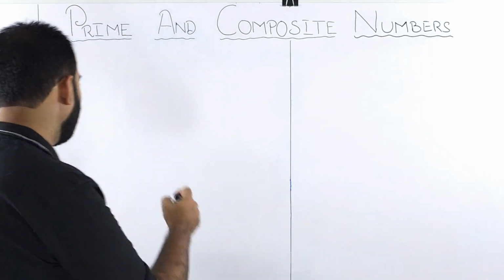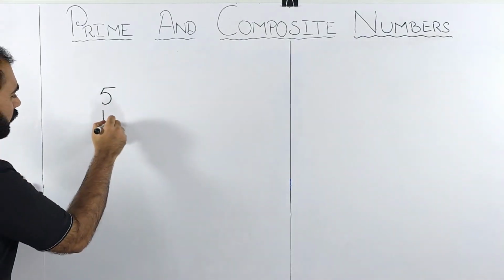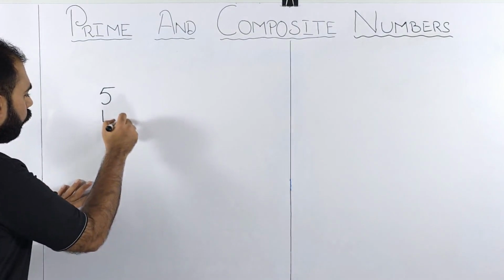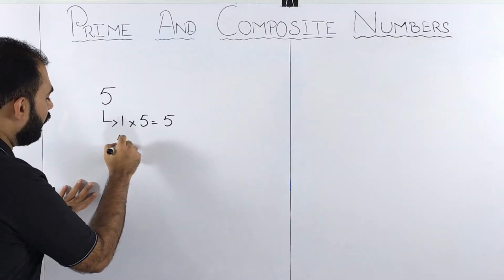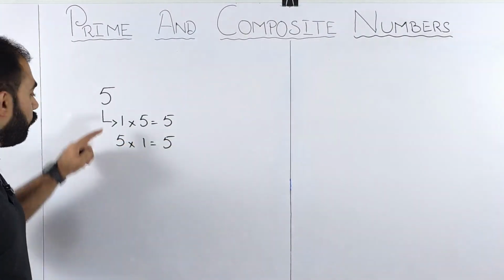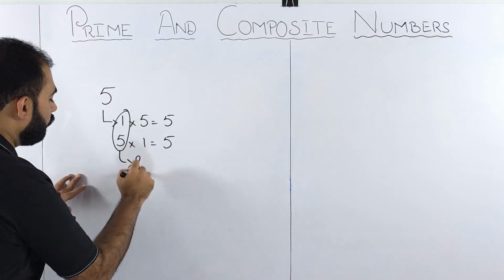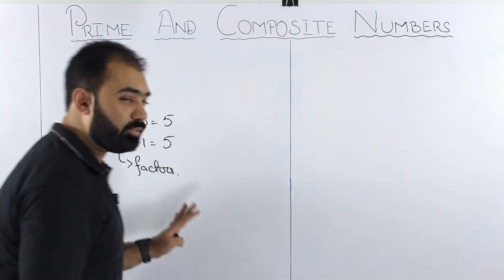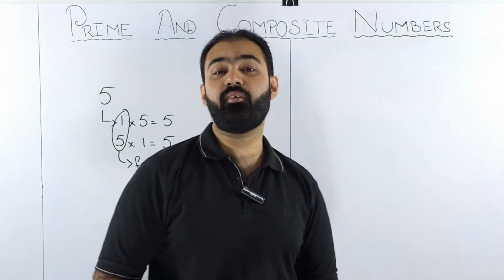Let's take an example of number 5. In simple terms, which table does 5 come in? We will say 1 into 5 gives us 5 and 5 into 1 again gives us 5. So 1 and 5 become factors. Another way of seeing this is, which numbers is 5 completely divisible by?